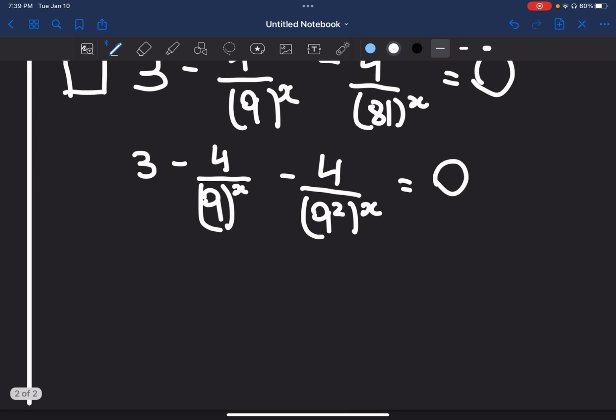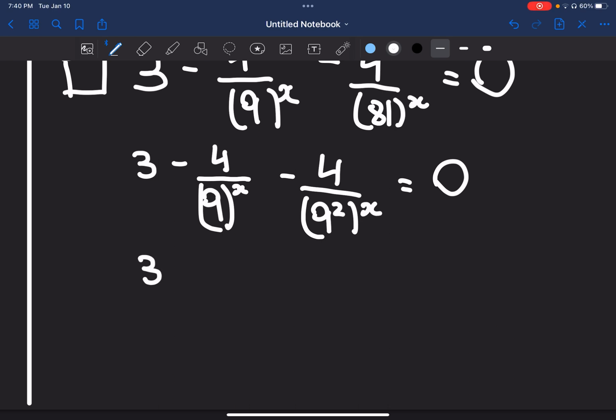Now, here's the next thing. These two powers, the one in the brackets and the one outside the brackets, can be kind of interchangeable, if you know what I mean. We can bring the 2 out here, and we can bring the x in here, because we want to have 9 to the power of x as a normal thing. So we want both denominators to be the same. That's what we're trying to do right now.